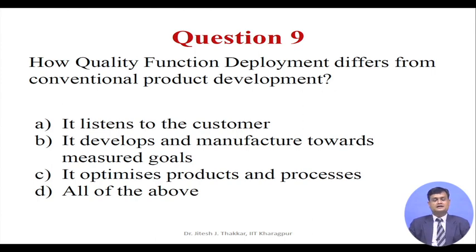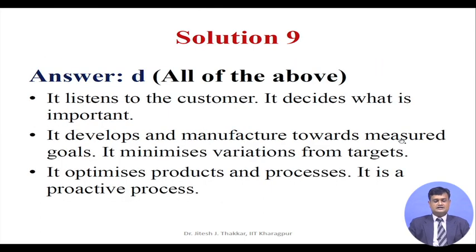Question 9. How quality function deployment differs from conventional product development? A. It listens to the customer. B. It develops and manufactures towards measured goals. C. It optimizes products and processes, and D. All of the above. So the correct answer is D.